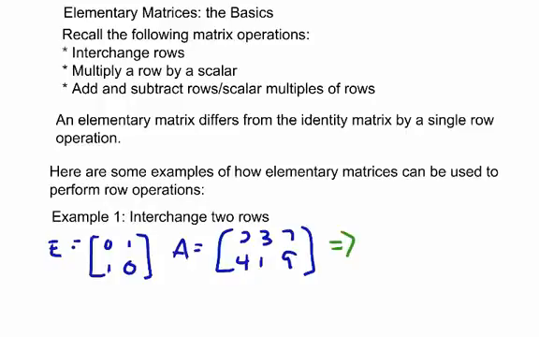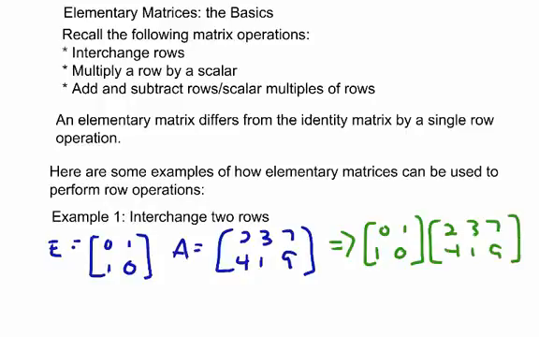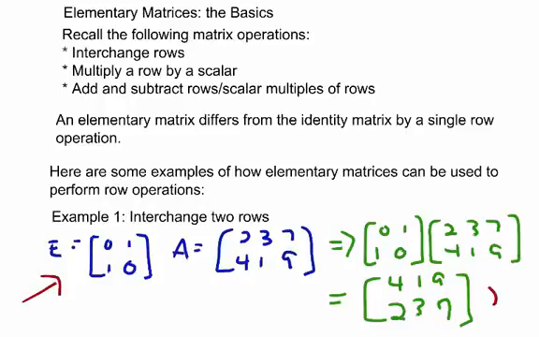We multiply the matrices together. You can do this by hand or using a graphing utility. And you'll obtain the result 4, 1, 9 in the first row, 2, 3, 7 in the second. So using our elementary matrix, we've interchanged two rows.